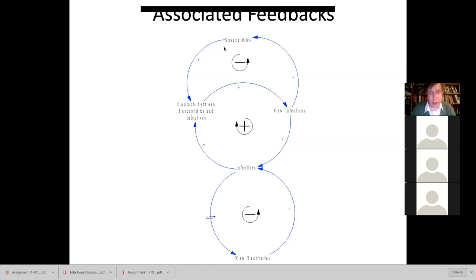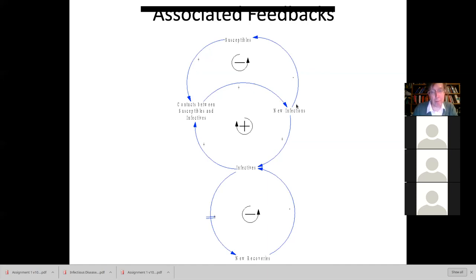When you're thinking about this link, you may ask, well, why is there a plus? If I say reducing susceptibles reduces the number of contacts. Well, what this plus is telling you is that those are occurring in the same direction. So if we increase susceptibles, all other things being equal, contacts between susceptibles and infectives will increase, holding everything else constant, compared to the value it otherwise would have had. By contrast, if we lower susceptibles, we will lower the number of contacts between susceptibles and infectives compared to the value it otherwise would have had, all other things being equal.